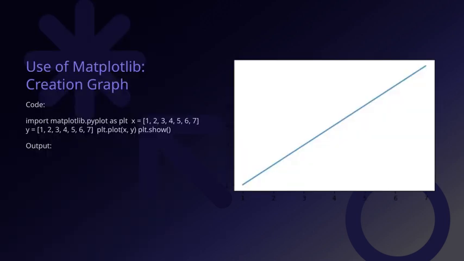Now let's look at how to create a simple graph using Matplotlib. First, we import the library with import matplotlib.pyplot as plt. Then we define our data points for x and y, which in this case are just lists from 1 to 7. The key function here is plt.plot, where we pass in our x and y data to generate the line graph. Finally, plt.show displays the graph on the screen. This example demonstrates the basic steps: importing the library, preparing data, creating the plot, and displaying it. This is a fundamental building block for visualizing data in Python, and understanding this process is essential as we explore more complex visualizations later on.